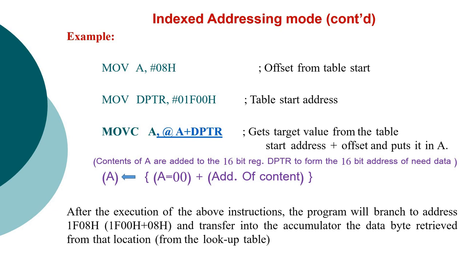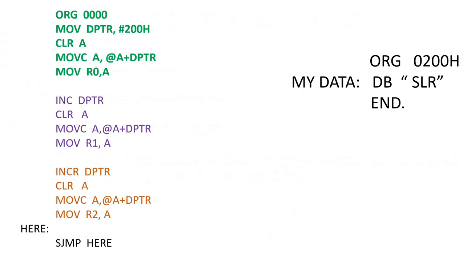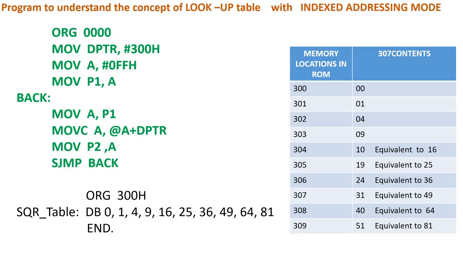The only instruction used for this indexed addressing mode is MOVC A, @A+DPTR. So A will have some value, DPTR has some offset value. You add both values together, go to that corresponding location, take the data and load it into the accumulator. C represents the code here. With the indexed addressing mode.